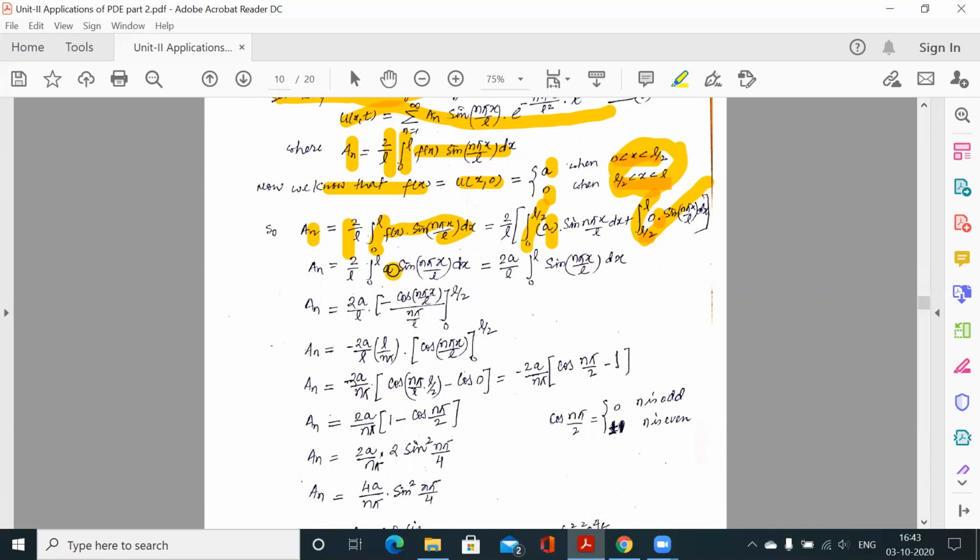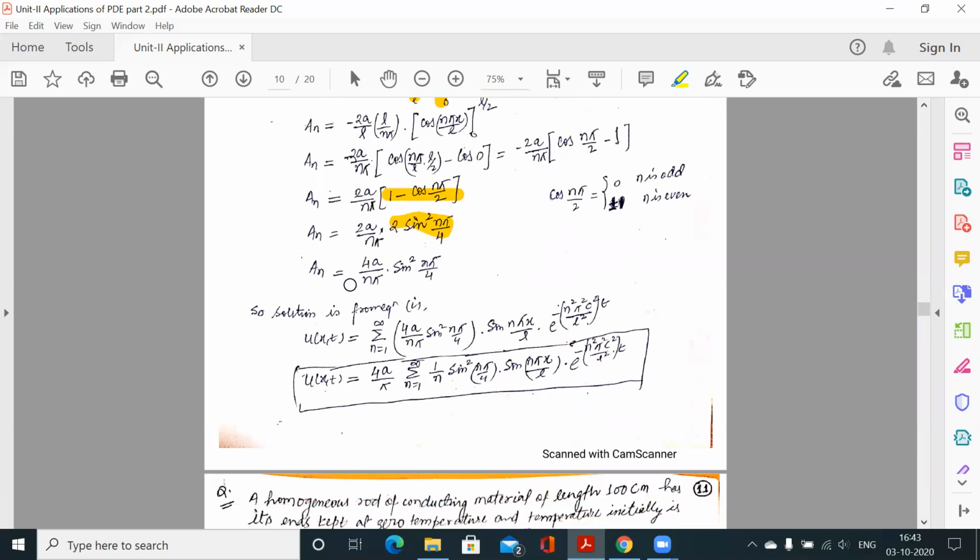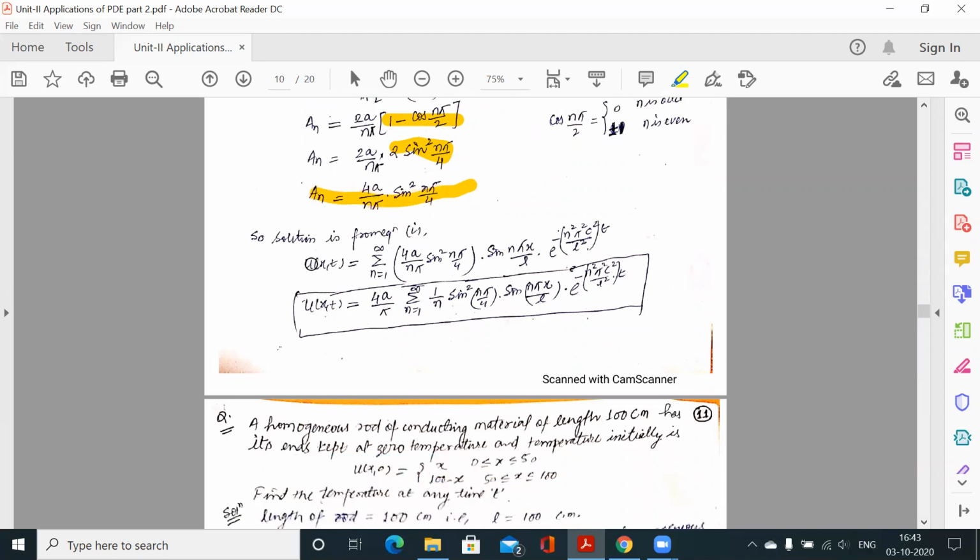A is constant, so we can take this out of the integration. Now what is left? Sin(n pi x by L). What is the integration? Minus cos and the angle integration. Now we have to substitute the limits 0 to L by 2. After substituting the limits and simplifying, you will get this, and this is 1 minus cos theta, so 2 sin square theta by 2. We are just simplifying the answer. So a_n is this. Our solution u(x,t) is equal to a_n into sin into e to the power. We have kept 4A by pi outside because it is independent of n. So this is 1 by n sin square, sin, e to the power. This is our solution.